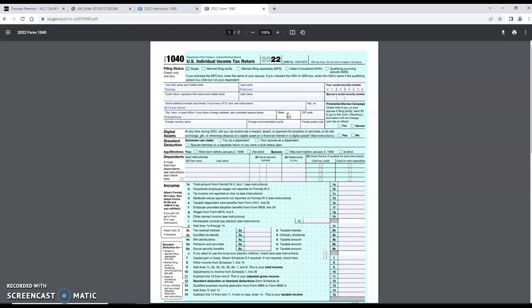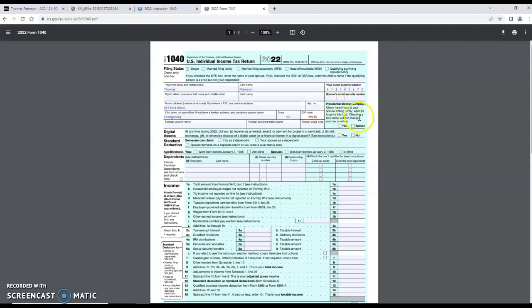State of South Carolina, 29115. Okay, if he had some kind of foreign address, we would use that last line of address stuff, but we don't need to.